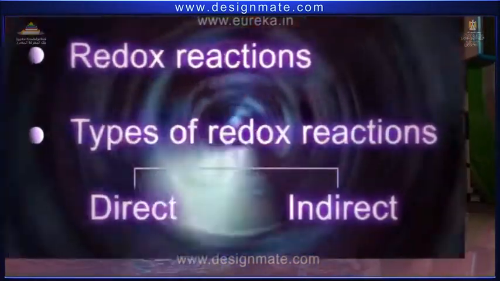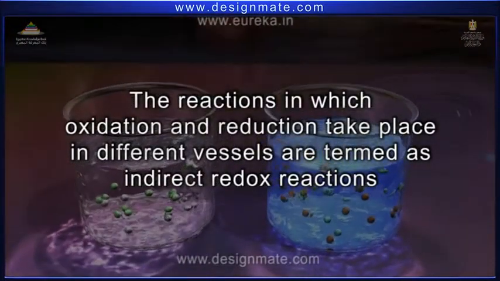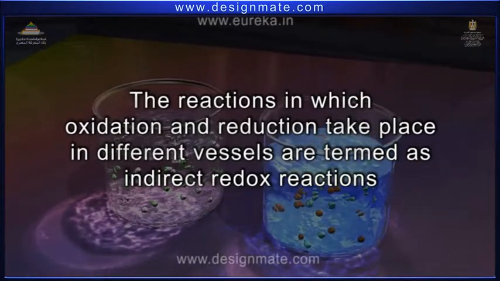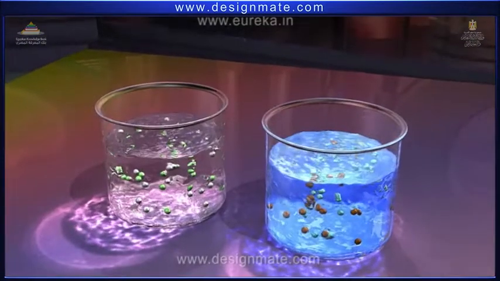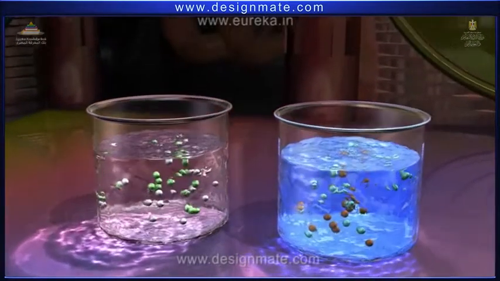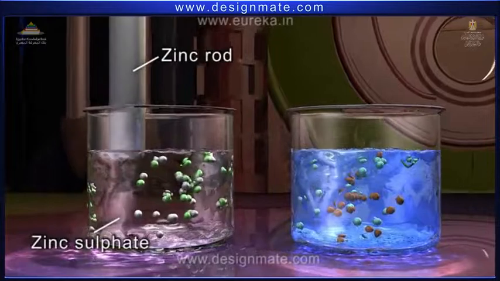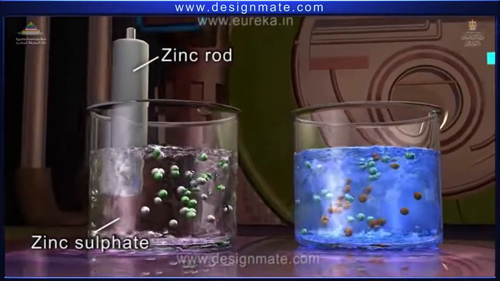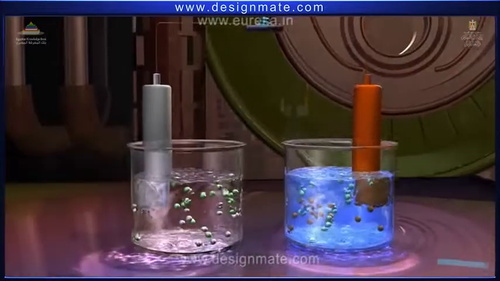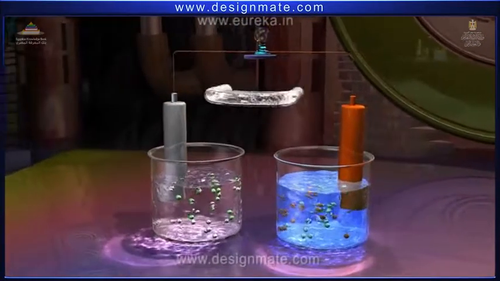Indirect redox reaction. The reactions in which oxidation and reduction take place in different vessels are termed indirect redox reactions. Electrochemical cells are based on these types of reactions. For example, in an electrochemical cell, a zinc rod is dipped in zinc sulfate solution and a copper rod is dipped in copper sulfate solution. The zinc and copper rods are connected by a copper wire, and the 2 solutions are connected by a salt bridge.